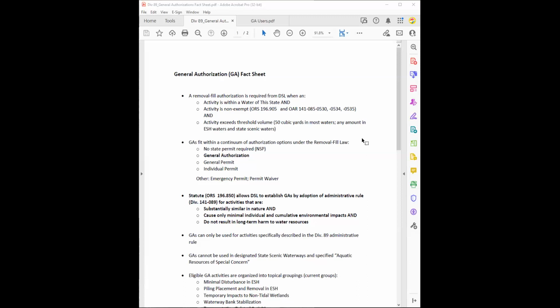Finally is another oddball permit called the permit waiver. Those come up when there is a remedial action, a cleanup effort that's being led by DEQ. DEQ is in charge of those, so we try to get out of the way as quickly as possible by using what's called a permit waiver process. You'll see that term used a couple of times in the general authorization, so it's just a little heads up for you.